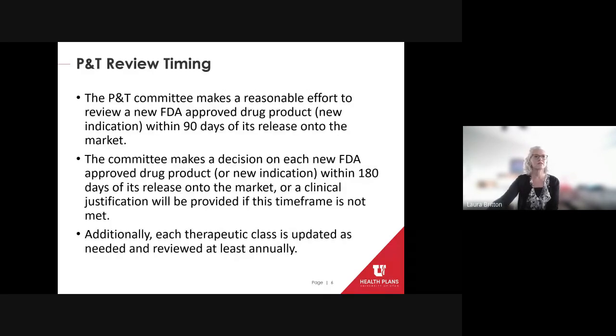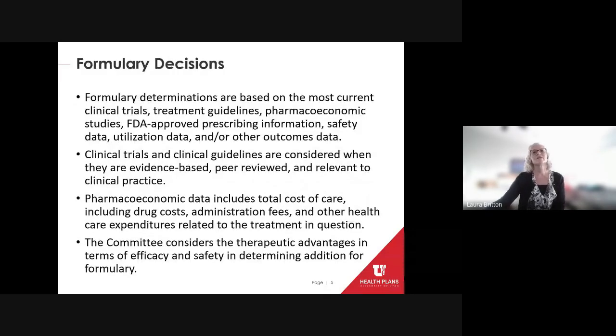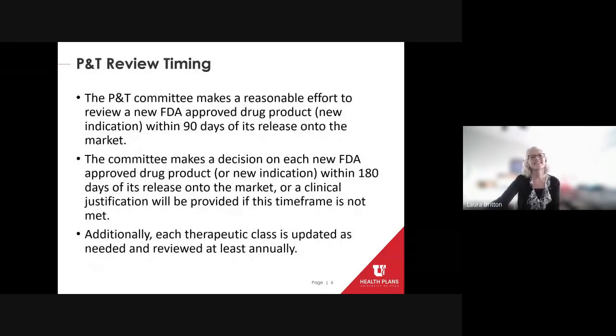And I did not see it advance. Oh, there we go. All right. So for drugs new to market, we make every effort to review those drugs within 90 days of release. However, we have a hard stop at 180 days, which is consistent with CMS guidelines. And at least annually, we review every therapeutic class to assure that we have the most up-to-date information for those. Next slide.